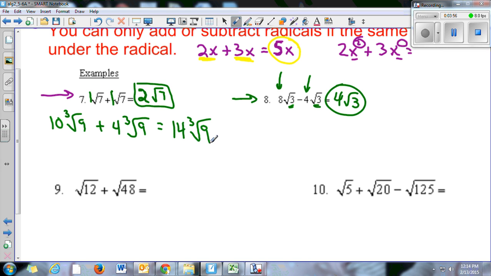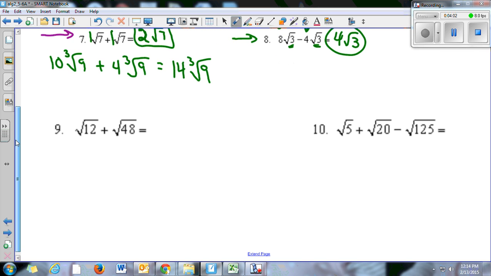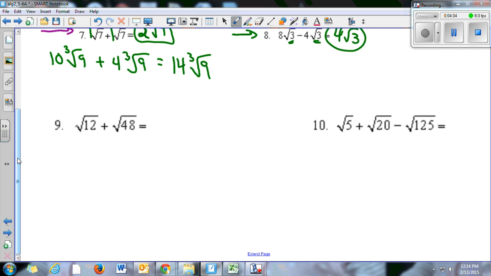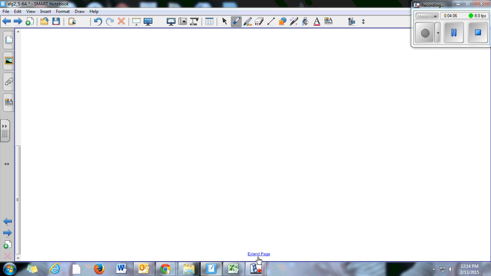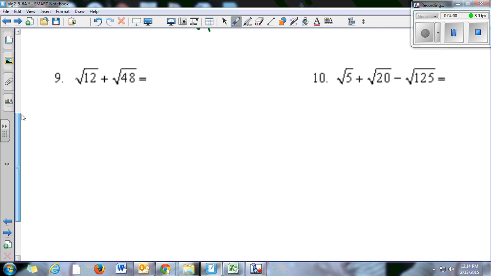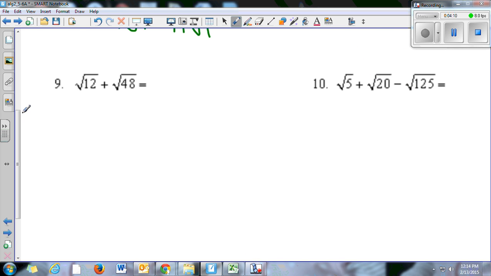So that's how it works when the numbers underneath the radical symbols are the exact same thing. Well, what if the numbers underneath the radical symbol are not the exact same thing? That's what you'll see in these next two examples. We've got to apply those techniques that we've been learning about in terms of simplifying radicals to see what we can come out with.